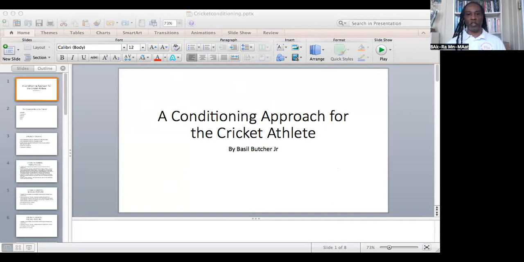Conditioning approach for the cricket athlete by Basil Butcher Jr. The characteristics to be trained here are strength, suppleness, stamina, speed, and spirit. These characteristics are built out from an athlete development model called the 9S development model that was developed by Z Health.